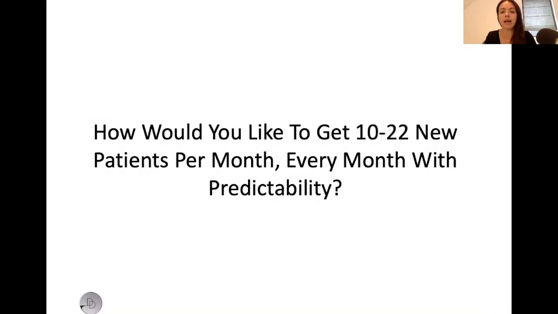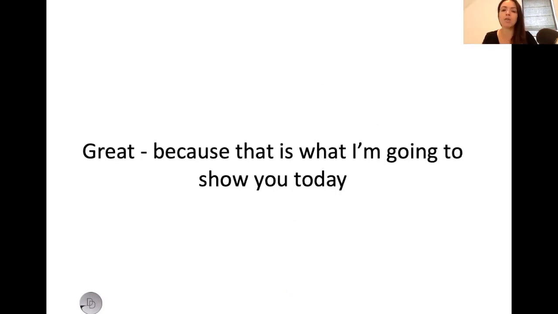How would you like to get 10 to 20 new patients per month, every month with predictability? Now, not just any patients, we're talking about patients for the treatments that you actually want to be doing, for the procedures that you want to be doing, like implants, Invisalign, orthodontics, etc. I'm assuming that you do, because that is what I'm going to show you here today.